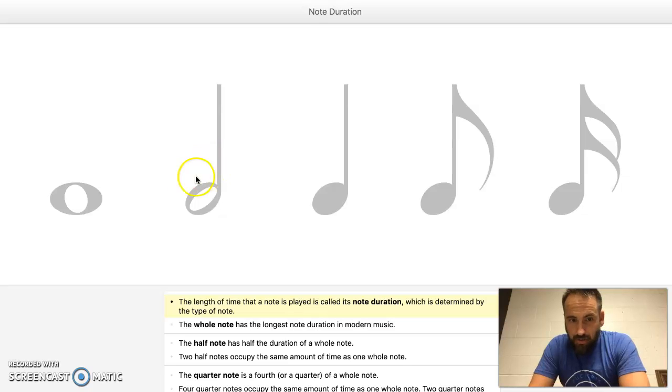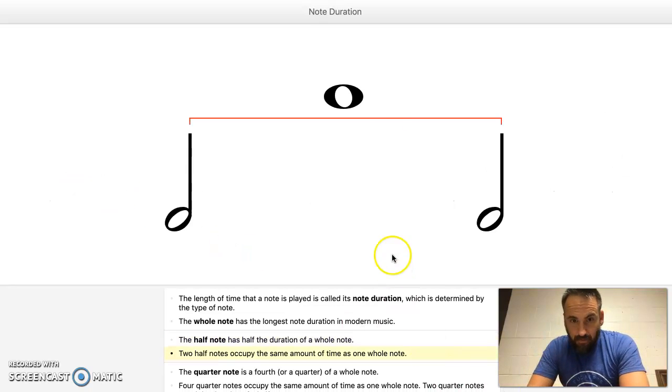Even note durations. What is this symbol? Well, it's a whole note. What does that mean? Well, I go through the slide. It's the longest note duration in music. And then a half note, of course, is half of whatever the whole note is. That's where we get the term half note, is that it's half of a whole note represented here. So you've got a fraction, right?